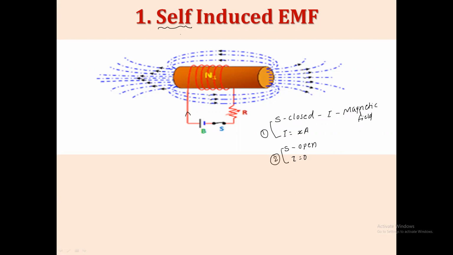And now, if the switch is continuously closed and opened, close, open, continuously, can I say that due to the continuous closing and opening of the switch, the current will change its value from 0 to X ampere and X ampere to 0 ampere? Do you agree with me? Yes, sir. If the current flowing through this coil is changing, then what about the magnetic field?